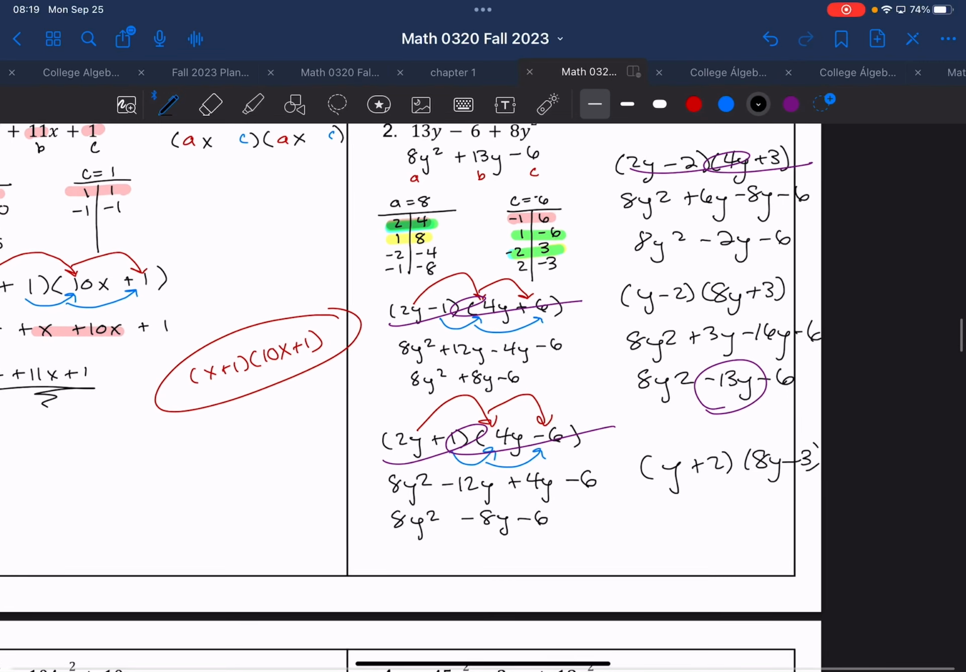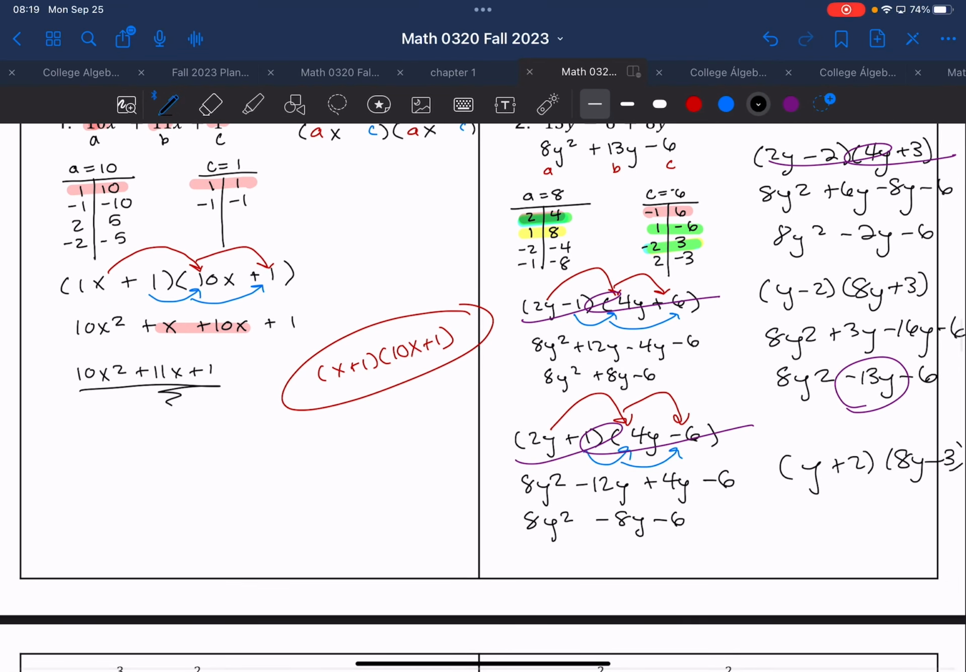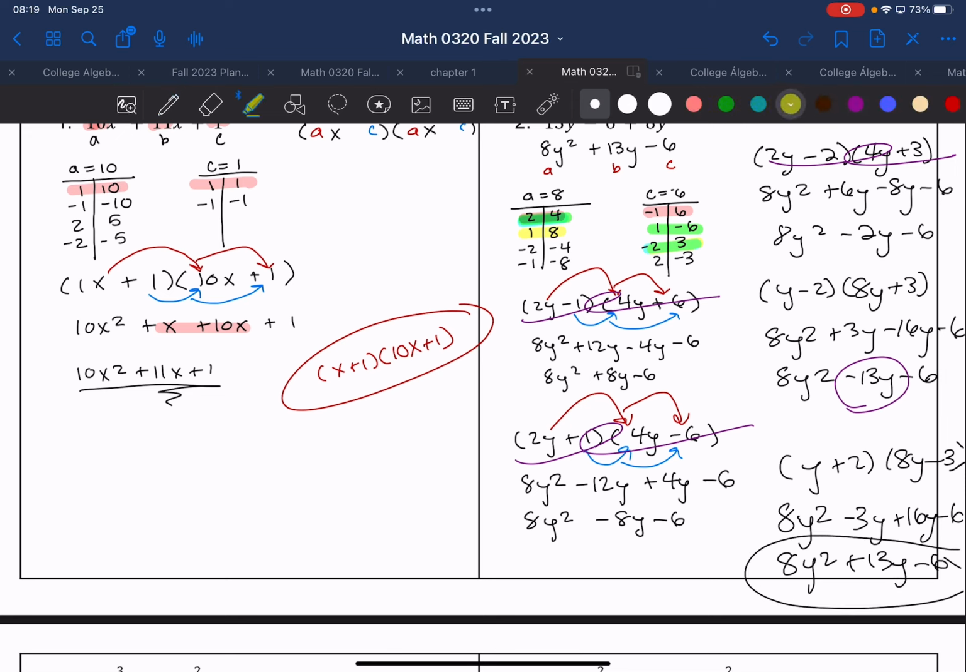So when we FOIL this, based off our intuition, based off this guess and check, this should give us the correct answer. So we get 8y squared minus 3y plus 16y minus 6. Now when we add those middle terms, we get that positive 13y, which means our answer is y plus 2 and 8y minus 3.